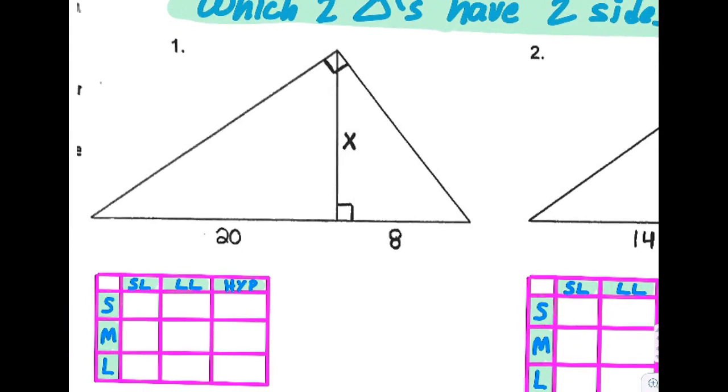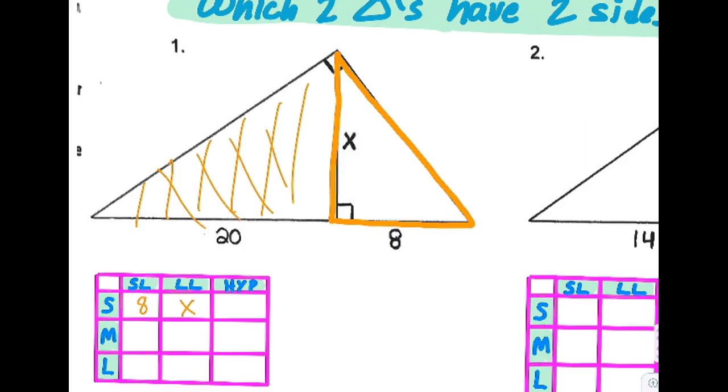Which two triangles in this first one have two things labeled? This is backwards. The small ones had been on the left, but this time it's on the right. It's definitely smaller. So the small triangle has the short leg of 8 and the long leg of x. And the medium triangle, right here, has a short leg of x and a long leg of 20. And we don't know much at all about the big triangle.